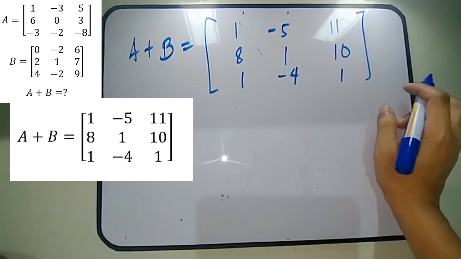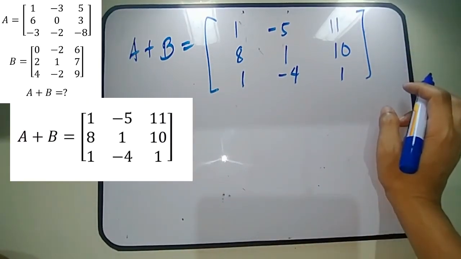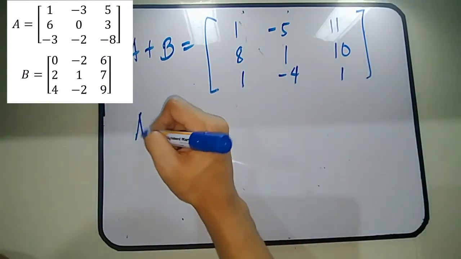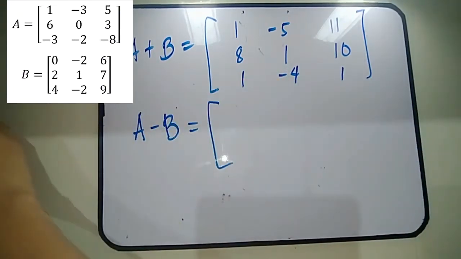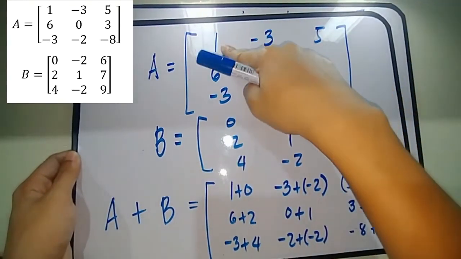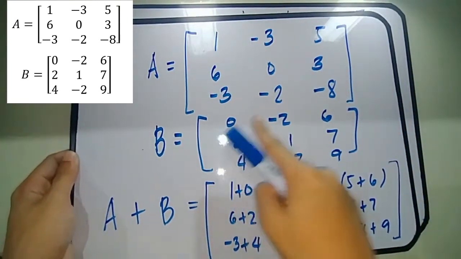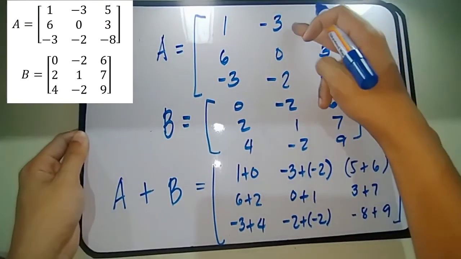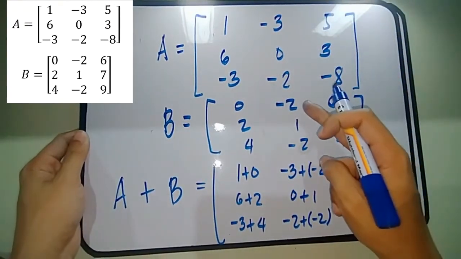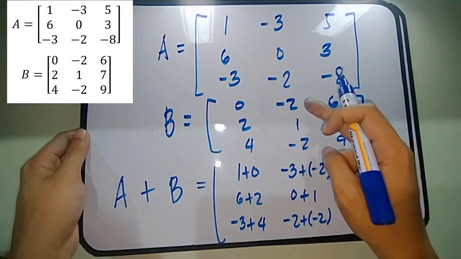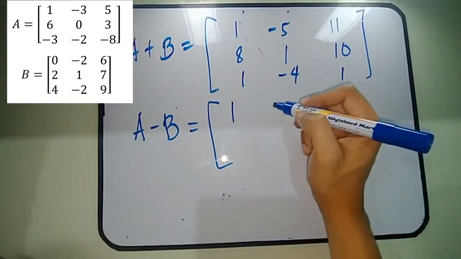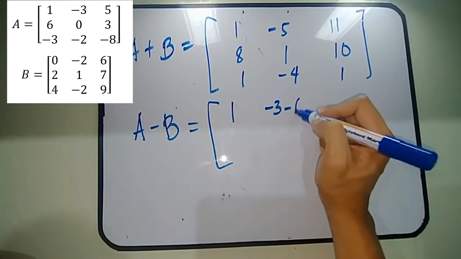So, what about kay subtraction? Pag subtraction guys, minus tayo, same lang process. So, we have here A minus B. Say A minus B, gagawin natin, minus natin siya. You have here 1 minus 0. So, that is 1. You have here negative 3 minus negative 2. So, that is negative 1.